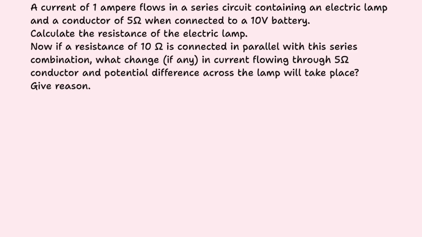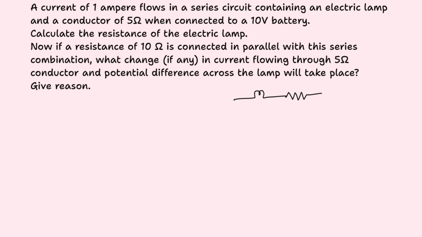Okay, to solve this problem, let's first draw the circuit diagram. It will make things much easier. So here we know that it is a series circuit containing an electric lamp and a conductor of 5 ohms. So let's draw that. There is an electric lamp and a conductor of 5 ohms.